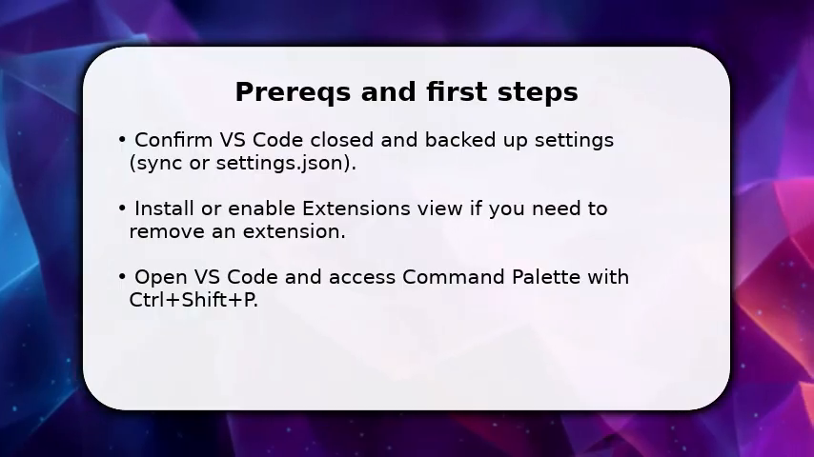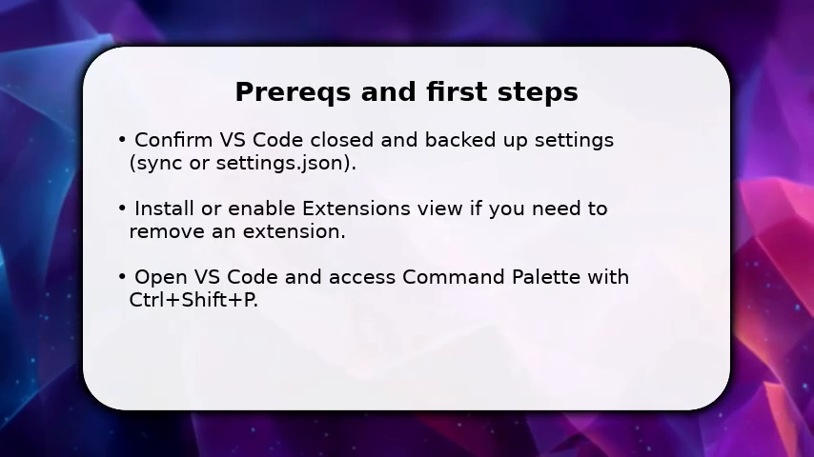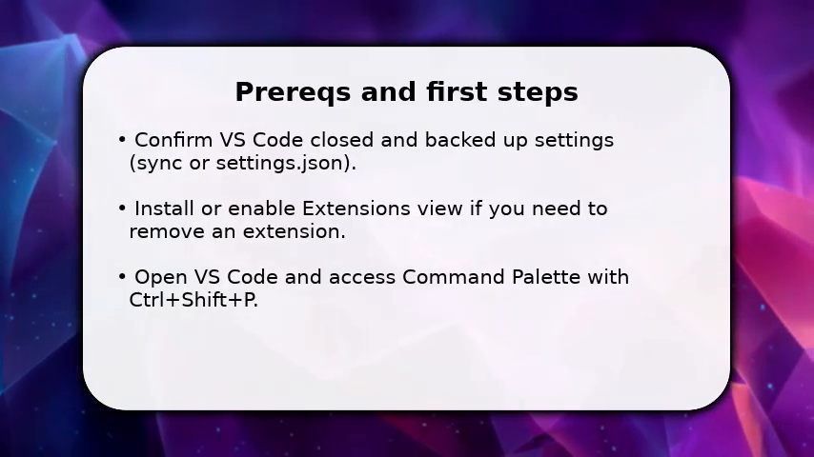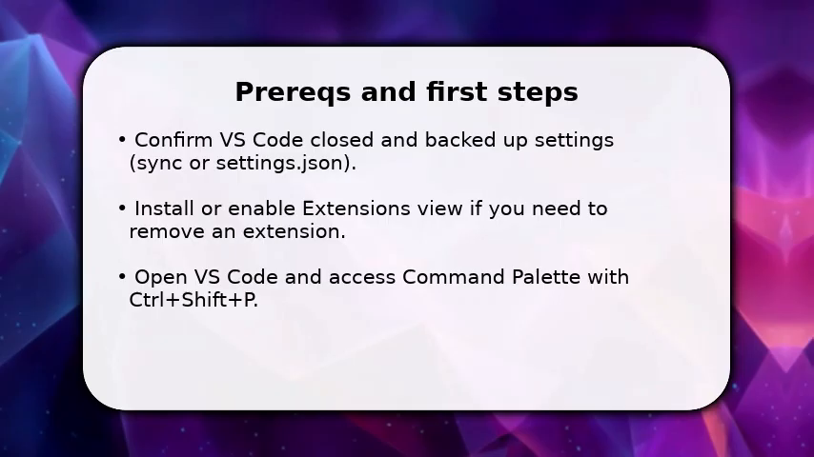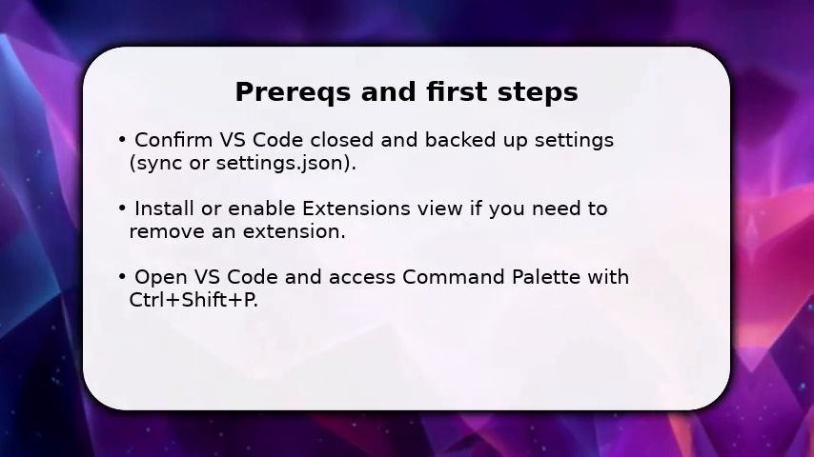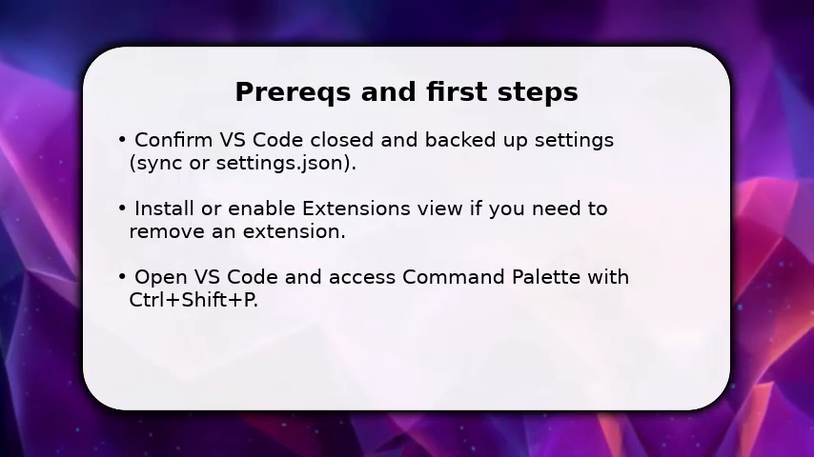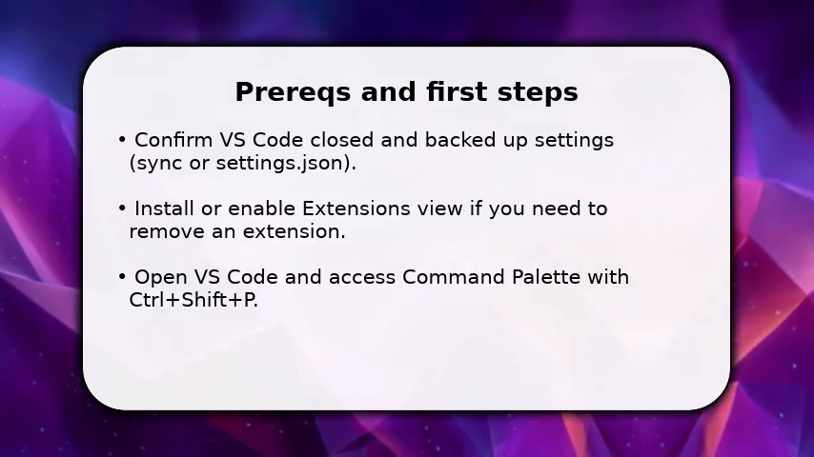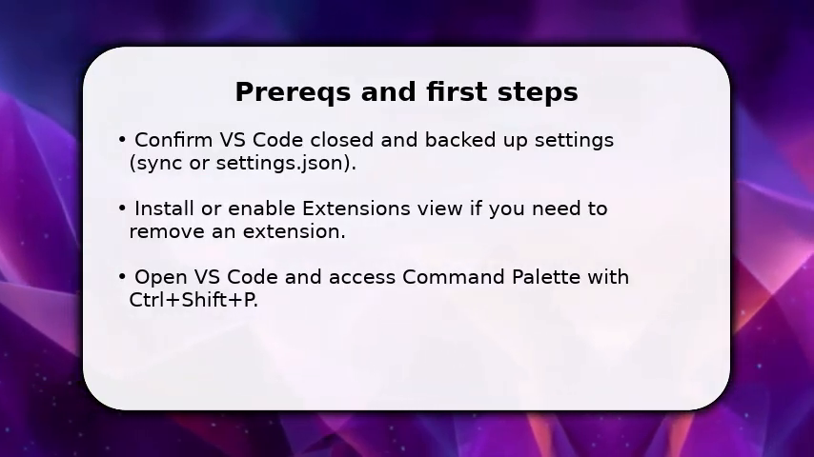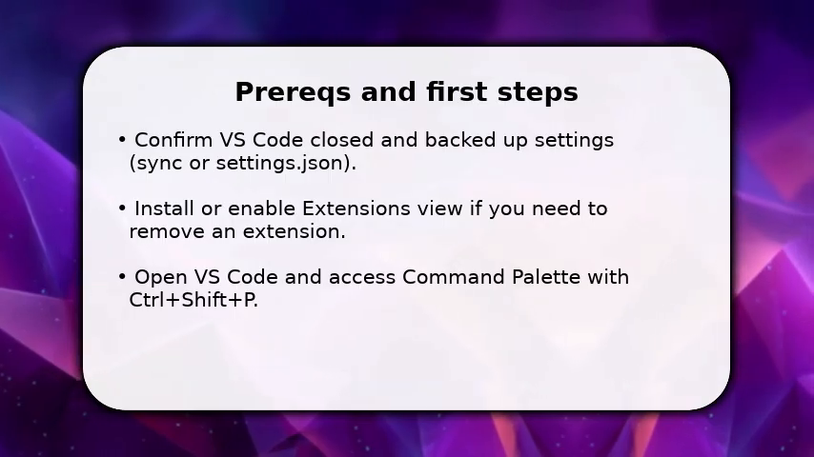You'll start by ensuring your settings are safe and you can run commands. First, confirm you've backed up settings.json or enabled Settings Sync so you can restore Explorer later. Next, open Visual Studio Code and press Ctrl+Shift+P to open the command palette. This is where you'll run the disable or uninstall commands.